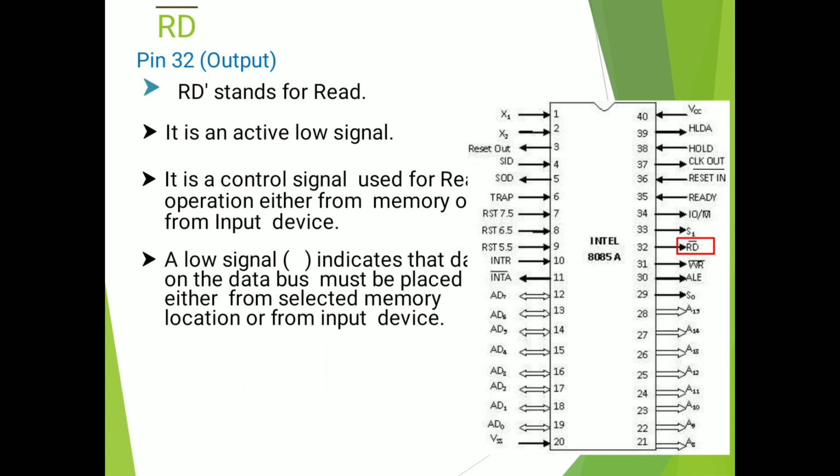RD bar. RD bar stands for read operation. It is an active low signal, because of the bar. When this is 0, at that time it is activated. It is a control signal used for read operation either from memory or input output devices.